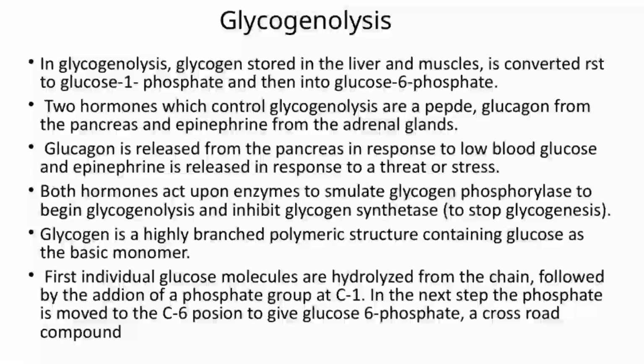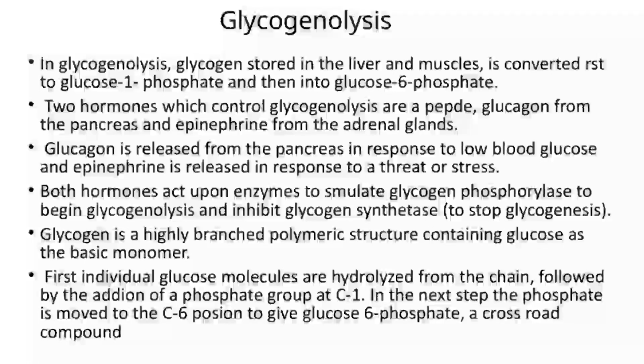At the same time, they inhibit glycogen synthase, which is the enzyme that promotes glycogen synthesis, effectively stopping glycogenesis when energy is needed. Now, glycogen itself is a highly branched polymeric structure, with glucose molecules as its basic units. When the body needs energy, the process begins by hydrolyzing individual glucose units from the glycogen chain. This initial step involves removing glucose molecules and attaching a phosphate group at the C1 position, creating glucose 1-phosphate.